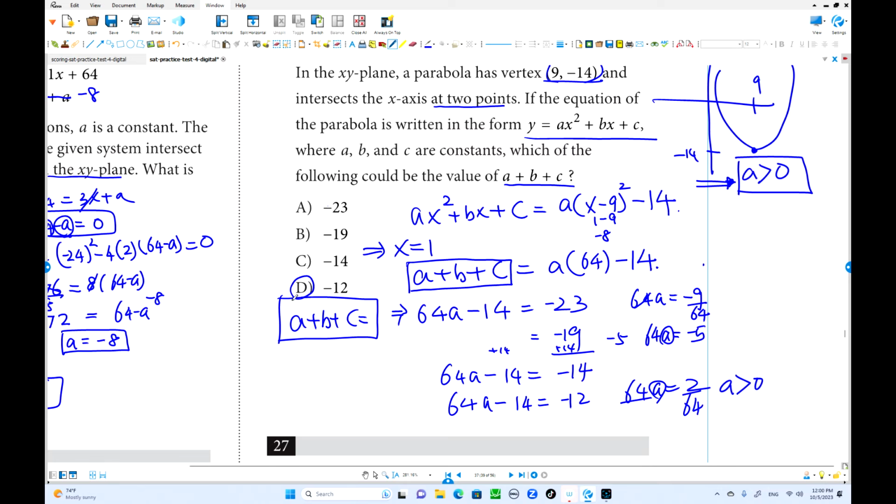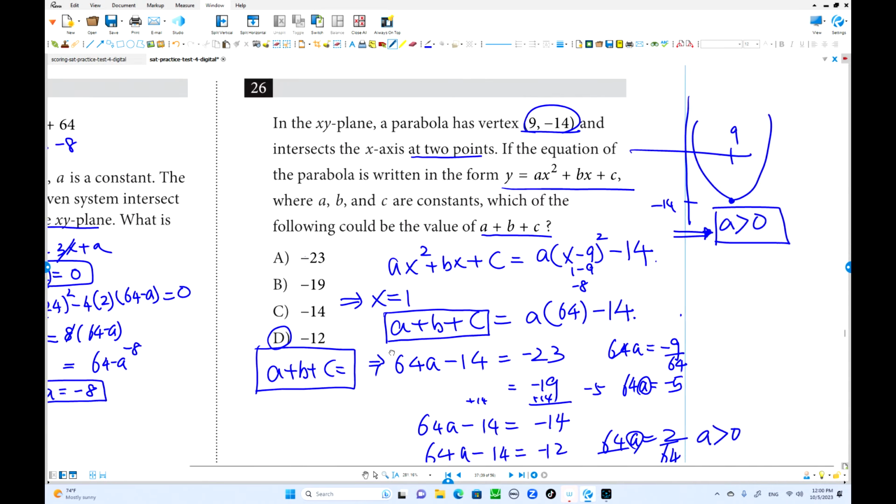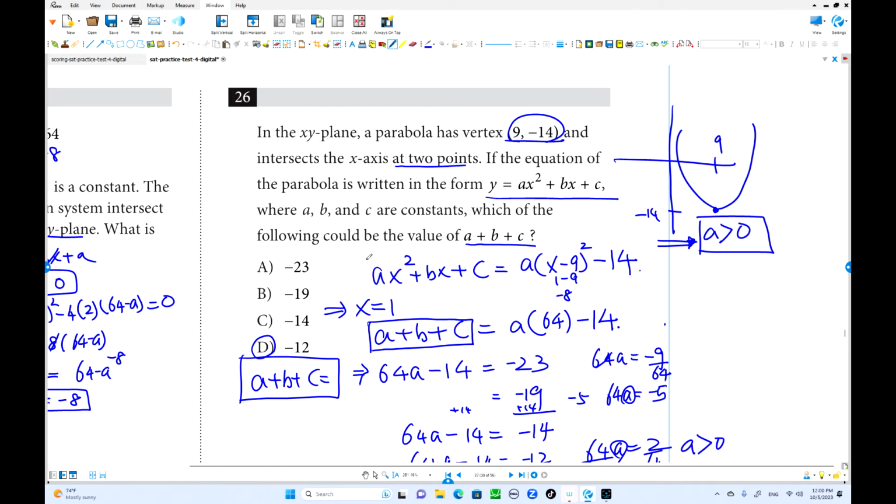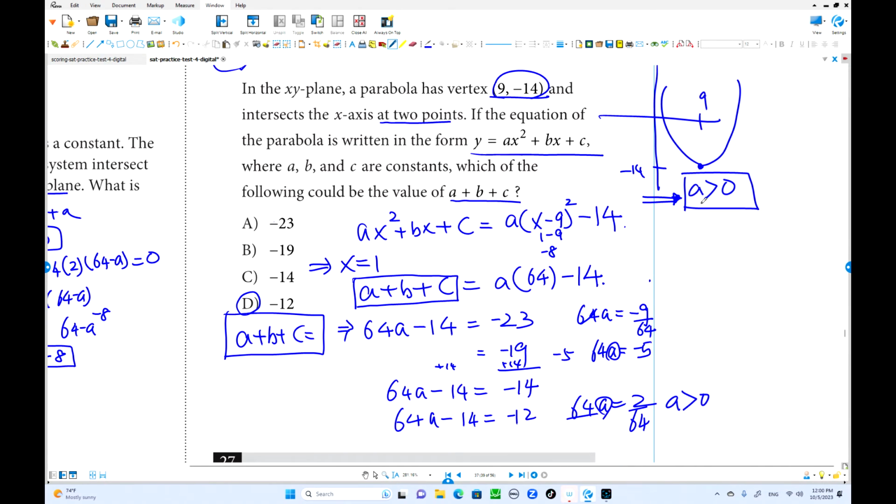This is a little hard, okay? I don't know why they give this type of question, okay? The number 6 is a little hard. But if you understand, when you put x equal to 1, after checking out the value of a is positive, it's okay, right?